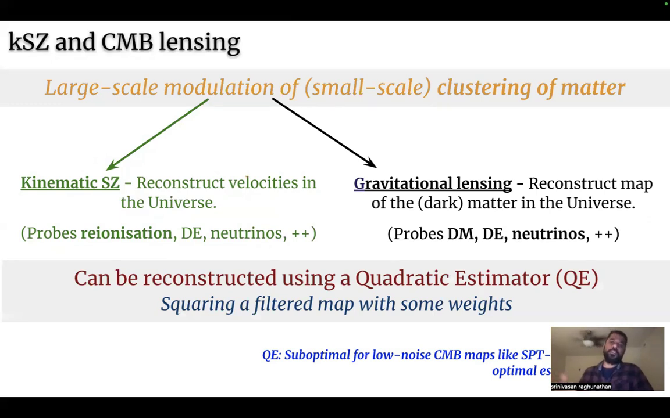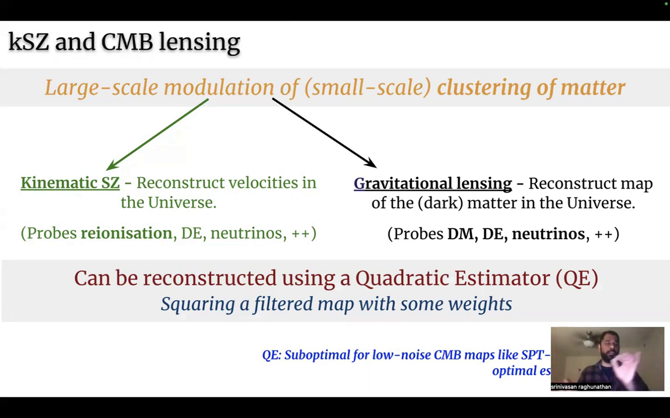Okay, so the reason we construct a quadratic estimator is because both these signals, the kSZ and CMB lensing, are intuitively very similar. What is happening here is that we have structures on small scales. There is clustering of matter on small scales, but there is basically a large-scale modulation of the small-scale clustering. When we talk about kSZ, this modulation is happening because there is a large-scale velocity flow in the universe. And for CMB lensing, it's basically because of gravitational lensing. So both these effects are very similar.